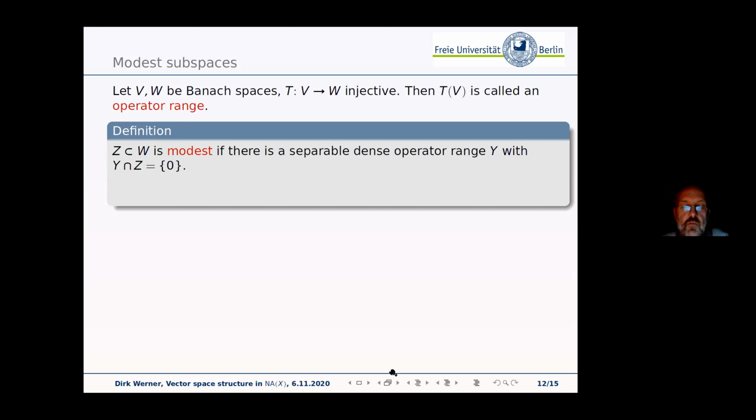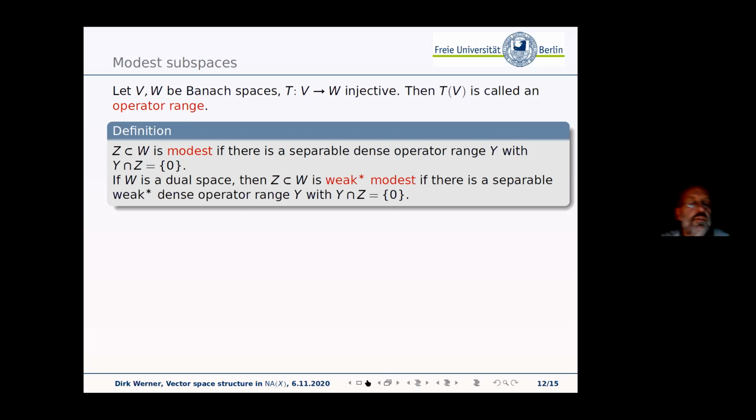And there's a version for dual spaces. If this W is a dual space, then we can talk about weak star topology. And then we call Z weak star modest if it is next to a weak star dense operator range. Incidentally, these operator ranges here must be separable. So this is part of the definition.